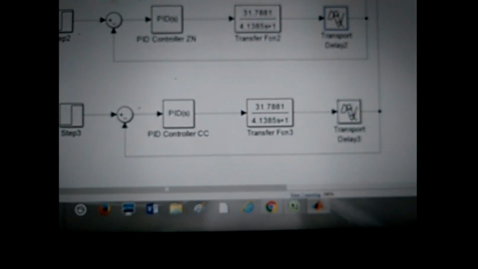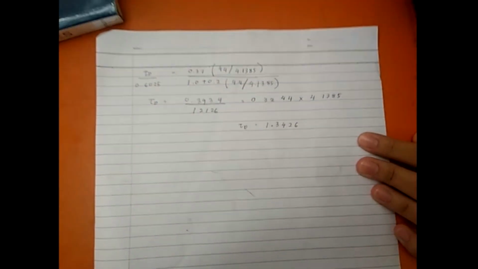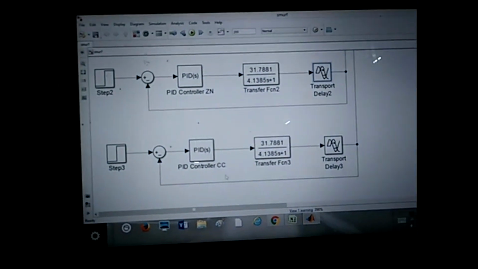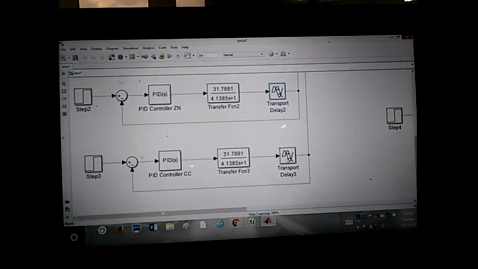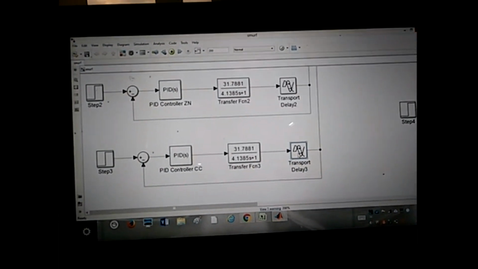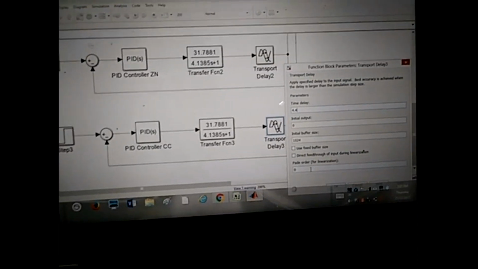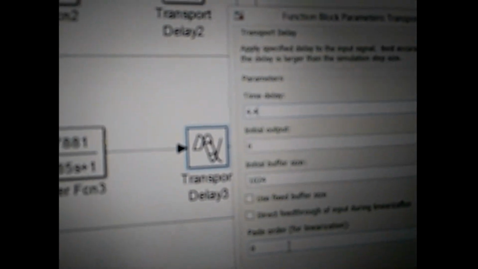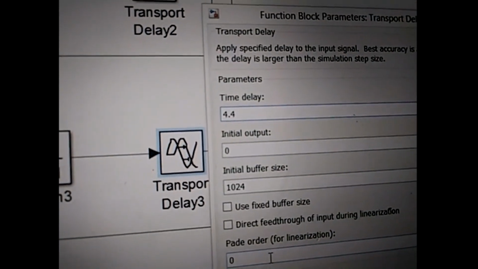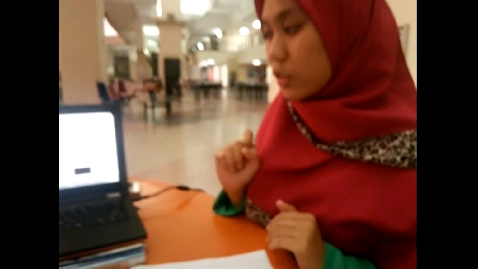And this is for CC, Cohen-Coon. Same as Ziegler, we get the values of KC, tau I, and tau D. Then we keep them in the PID controller, and the transport delay. So this is the transport delay that we keep in the Simulink, 4.4. So that's all.